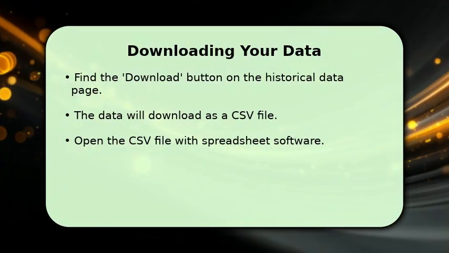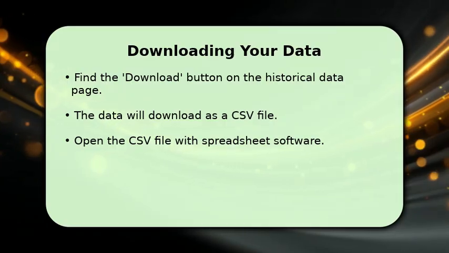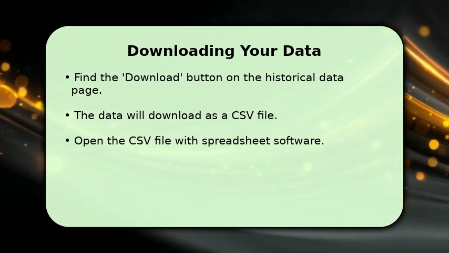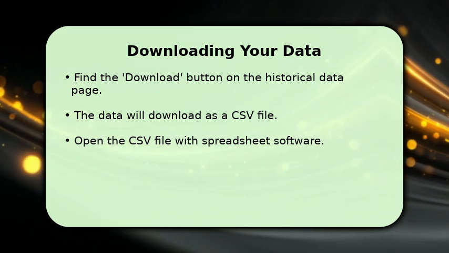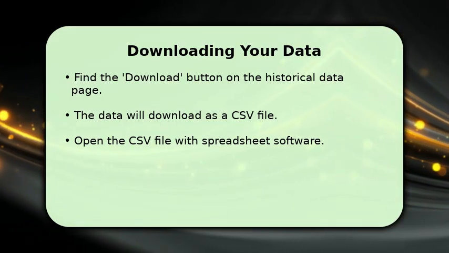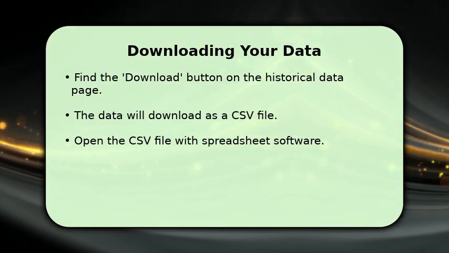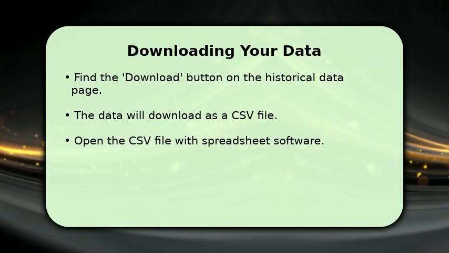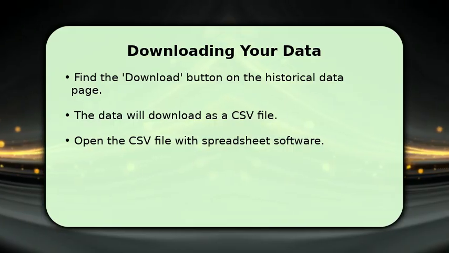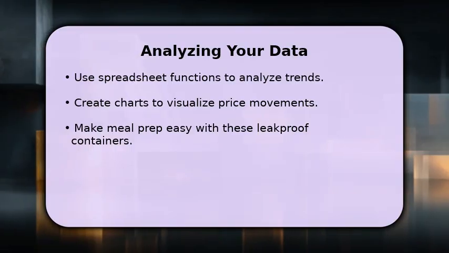To download the data, simply look for the Download button, usually located near the top right of the Historical Data table. Clicking this button will initiate a download of a CSV file directly to your computer. This file contains all the historical data you've selected, neatly organized. You can then open this CSV file using any spreadsheet program, like Microsoft Excel or Google Sheets, for further analysis and charting.